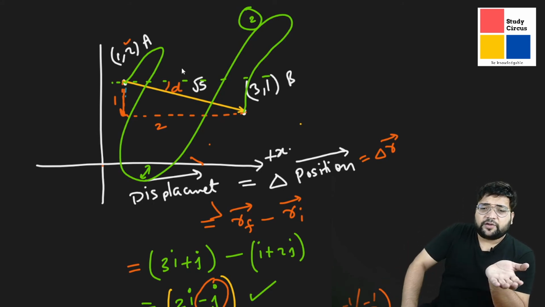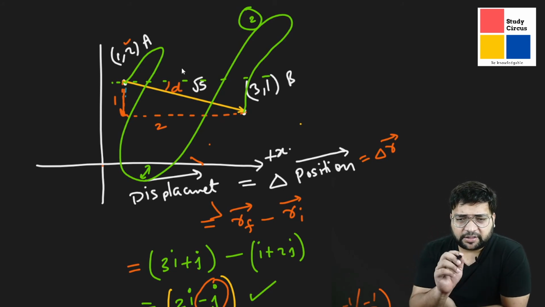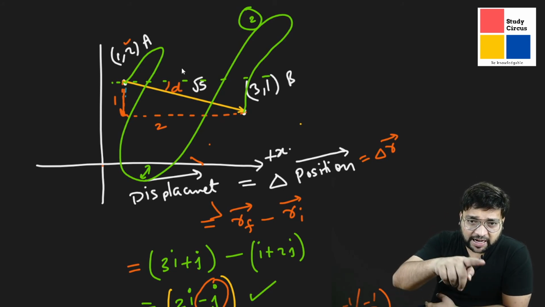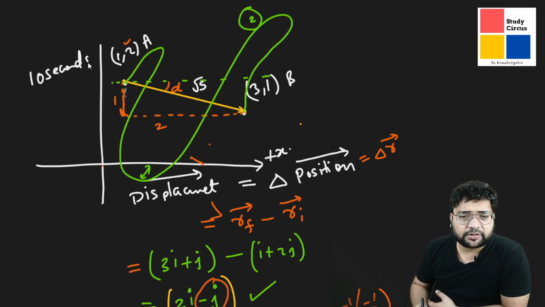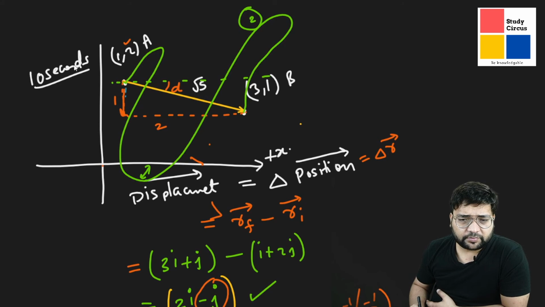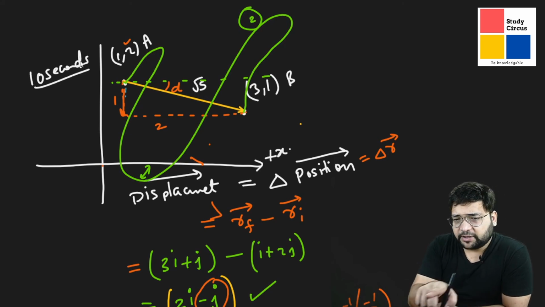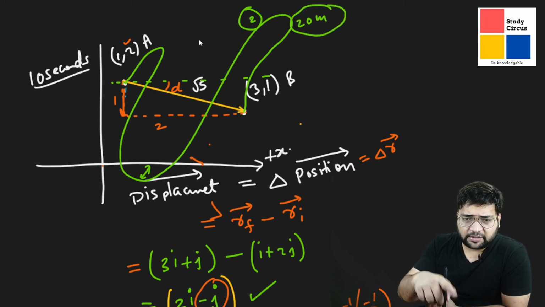Okay, now if I say what is the velocity and what is the speed. Let's say in doing this whole journey on that green curved path, the person took, let's say, 10 seconds. Okay, ultimately the displacement is this, and let's say the length of that path is 20 meters. Suppose 20 meters is the length of this green curved line, the path.